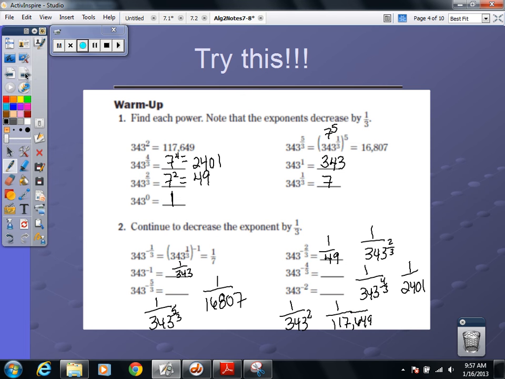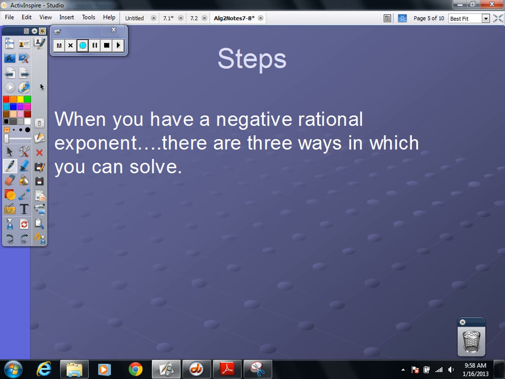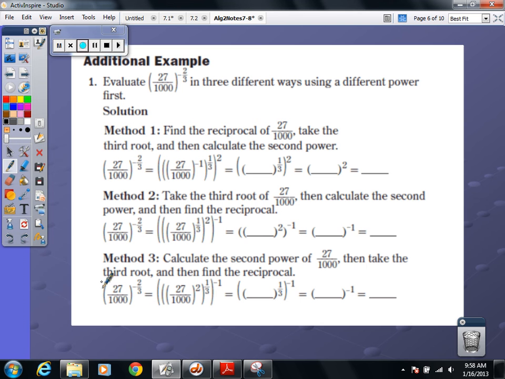Okay, so really that negative rational exponent is just moving it down below and then taking care of that rational exponent just like we did in the last section. There are 3 ways in which to solve. It does not matter the order you do the 3 parts. And I'm not going to go all the way through this. I just want to address this column right here.